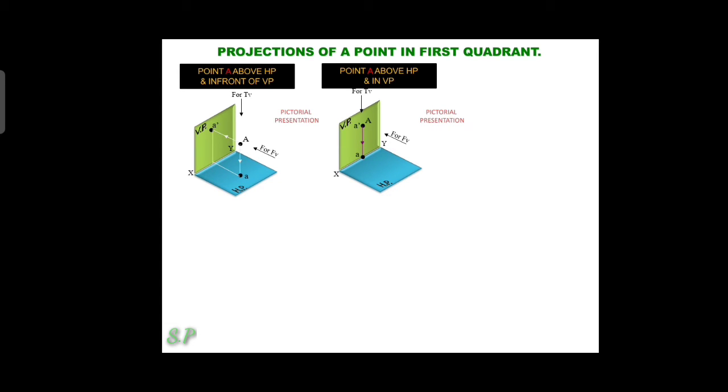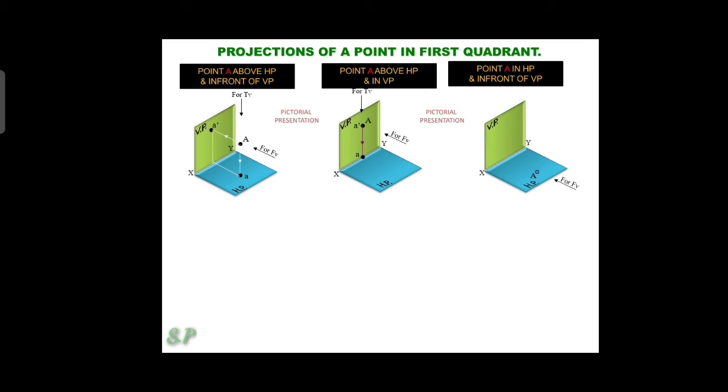In the figure, the point A is in the HP plane and in front of VP. You watch the point from the front view. The front view image will be obtained on the XY reference line. And when you watch the point from the top view, the top view image will be obtained at the same point itself, that is point A.